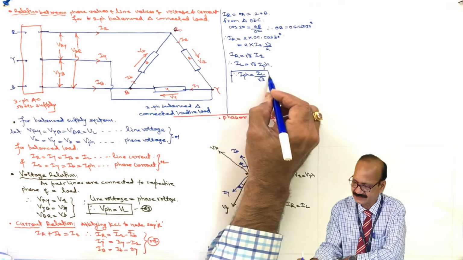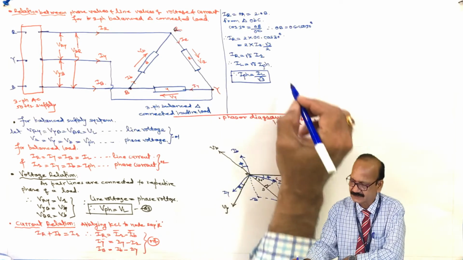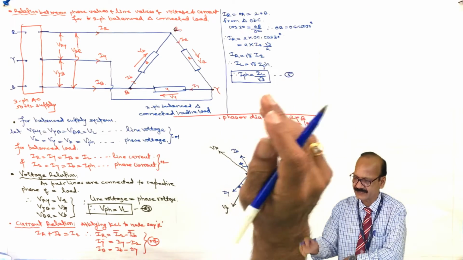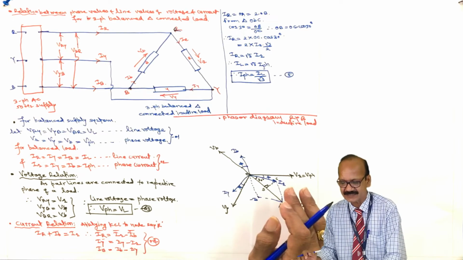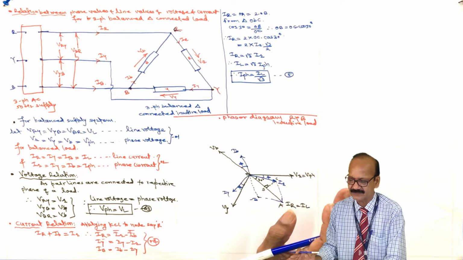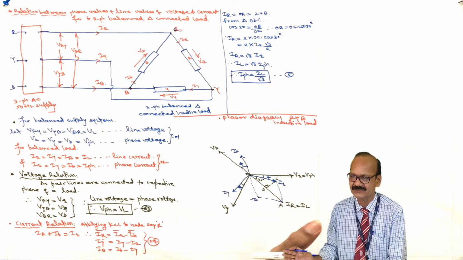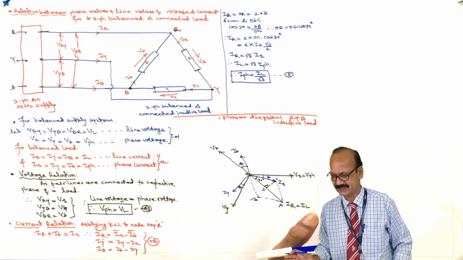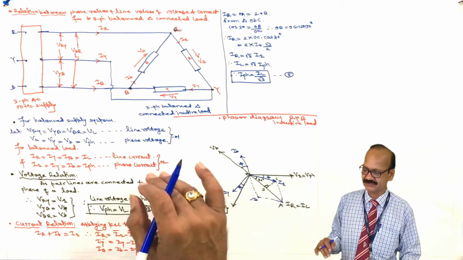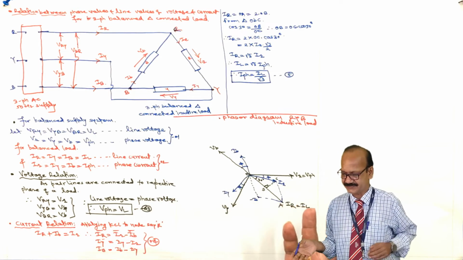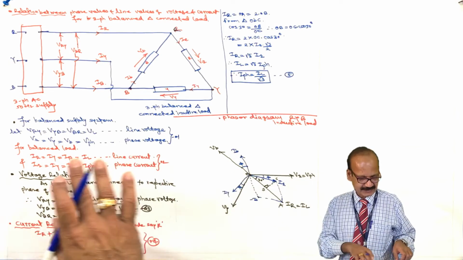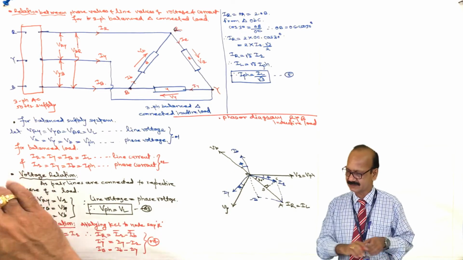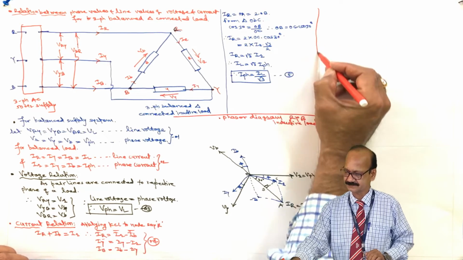So in this way, we have obtained the current relations. So in case of balanced delta connected load, the phase current equal to IL upon root 3, or IL equal to root 3 times IPH. So we have obtained these two relations. Now let us obtain the power relation.